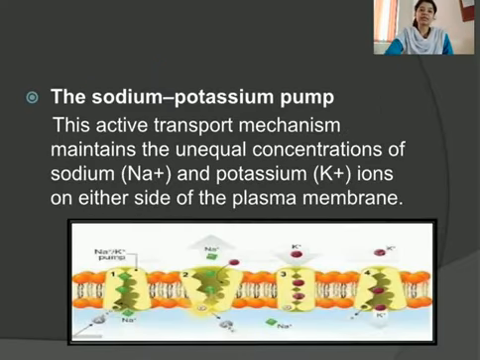So this active transport mechanism maintains the unequal concentration of sodium and potassium ions on either side of the plasma membrane. All cells possess this particular type of pump, which indirectly or directly supports all other transport mechanisms, because the concentration of sodium and potassium is very important for the overall well-being of a particular cell, right?